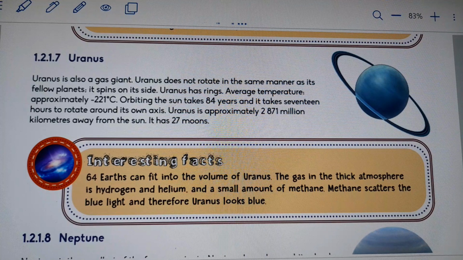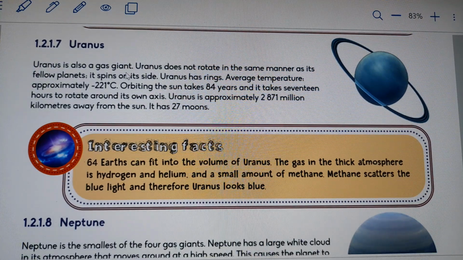And the next planet is Uranus. Uranus is also a gas giant. Uranus does not rotate in the same manner as its fellow planets. It spins on its side. Okay, it spins on the side. And orbiting the Sun takes 84 years. Wow. And it takes 17 hours to rotate around its axis.